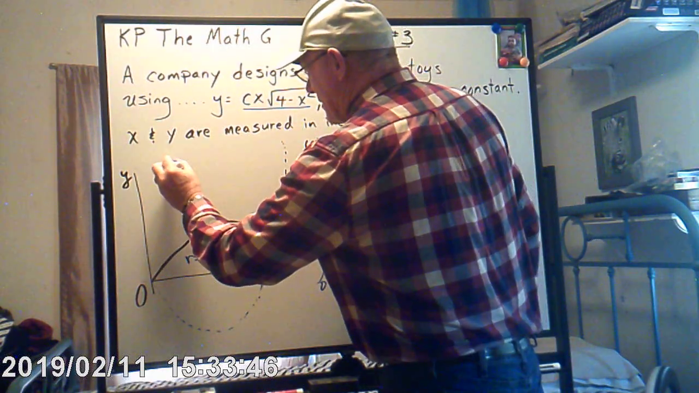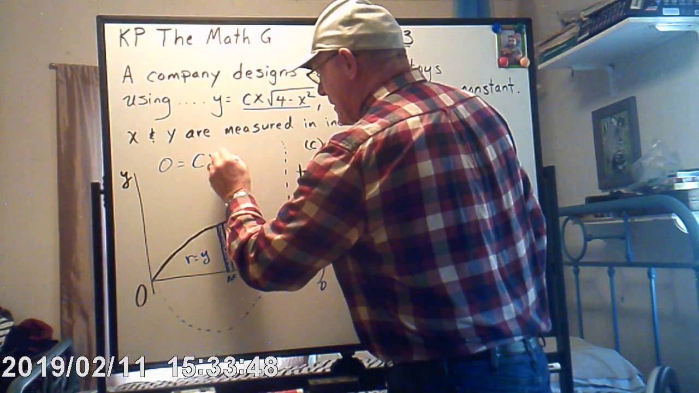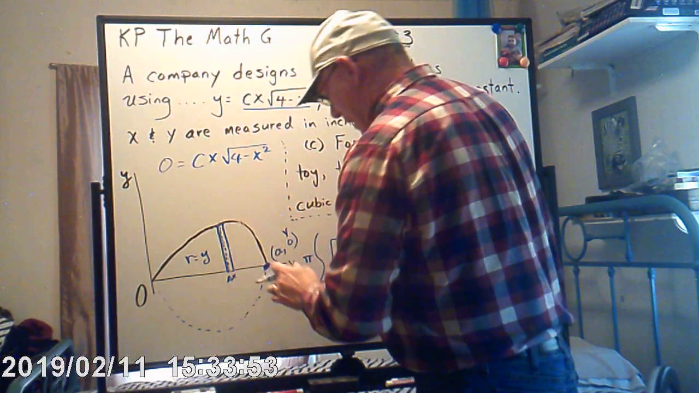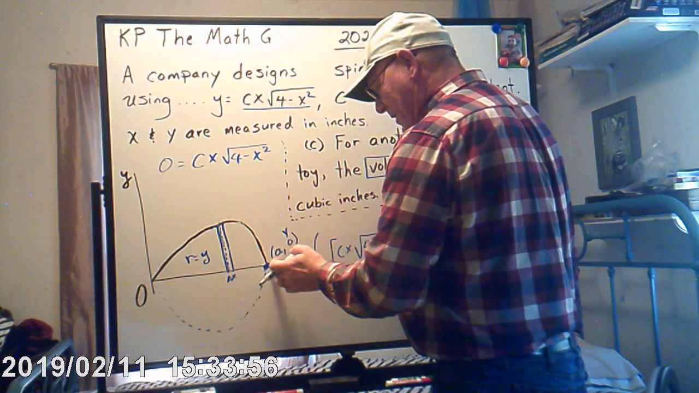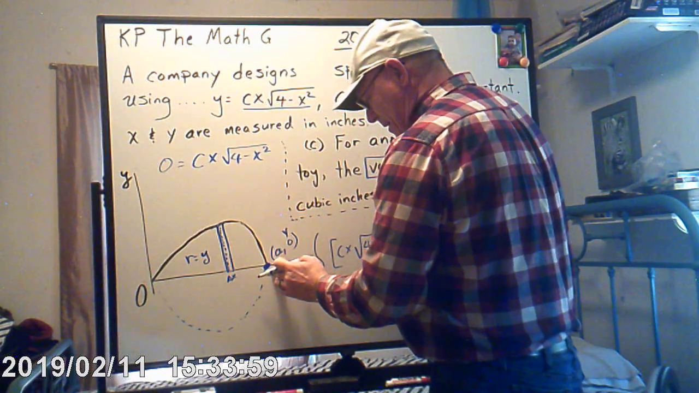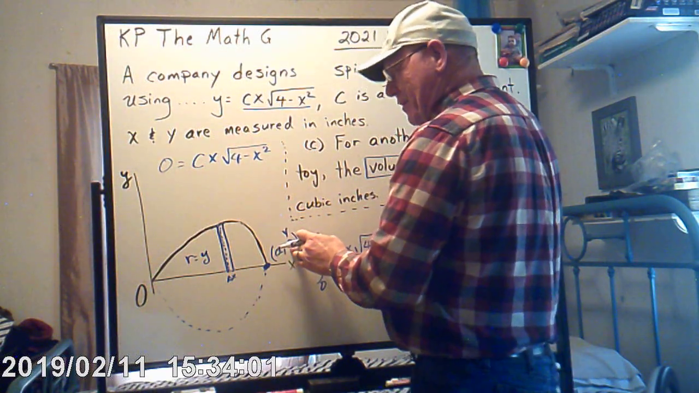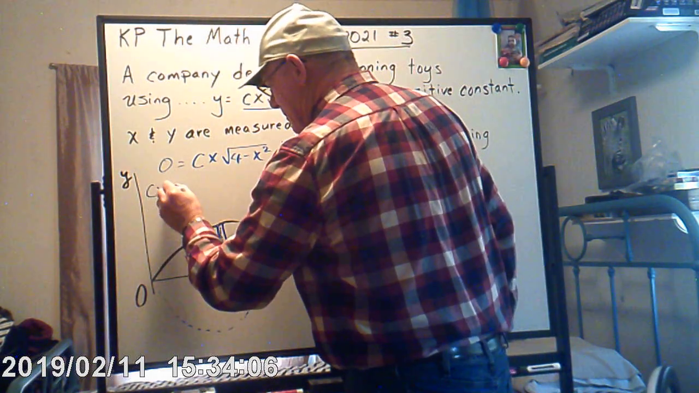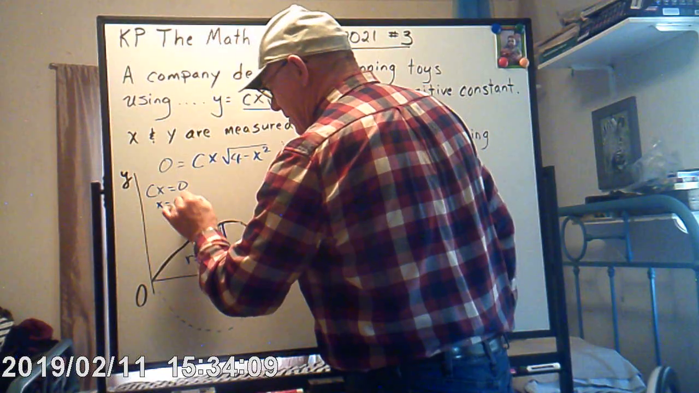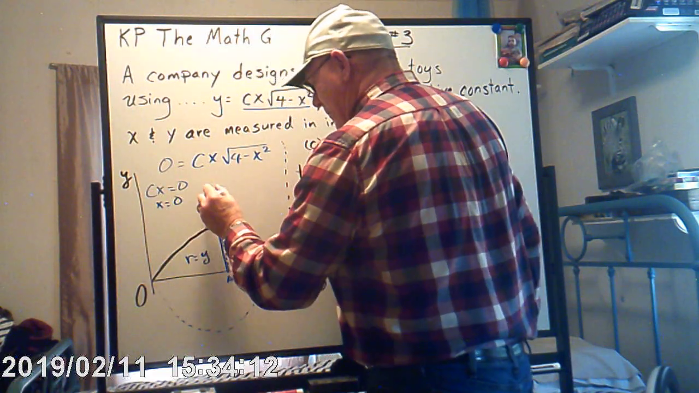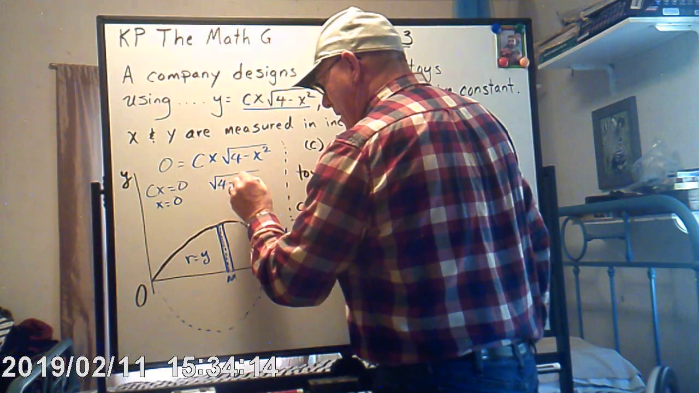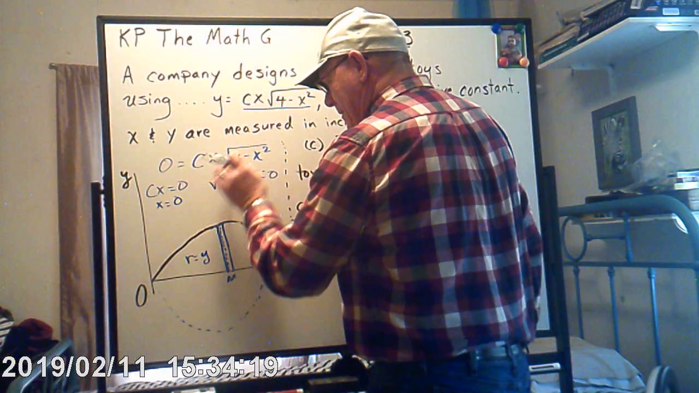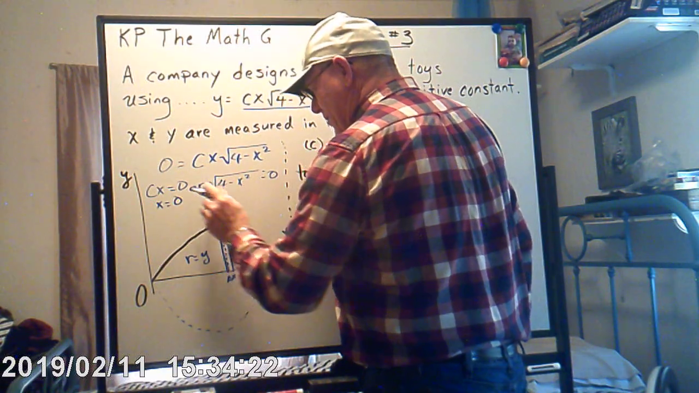Alright, so I'm going to set this equal to 0: Cx times the square root of 4 minus x squared. Anytime you're looking for the x value, especially where it crosses the x-axis, y is going to be 0, right? So now either Cx is 0, which means x is 0, or the square root of 4 minus x squared is also equal to 0. A times b, so it's this or that.